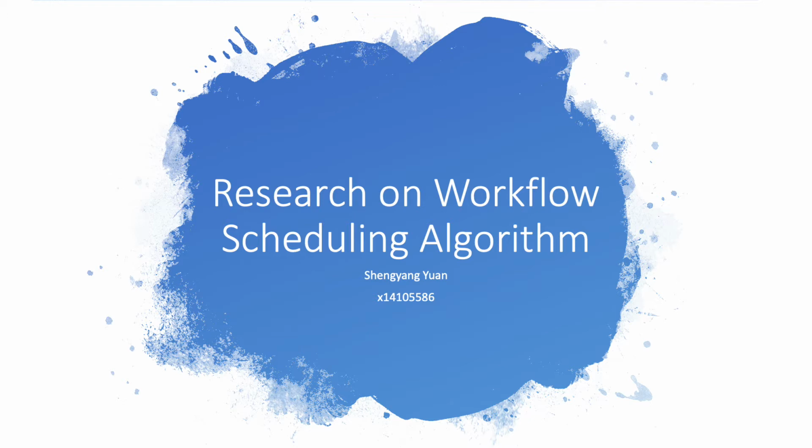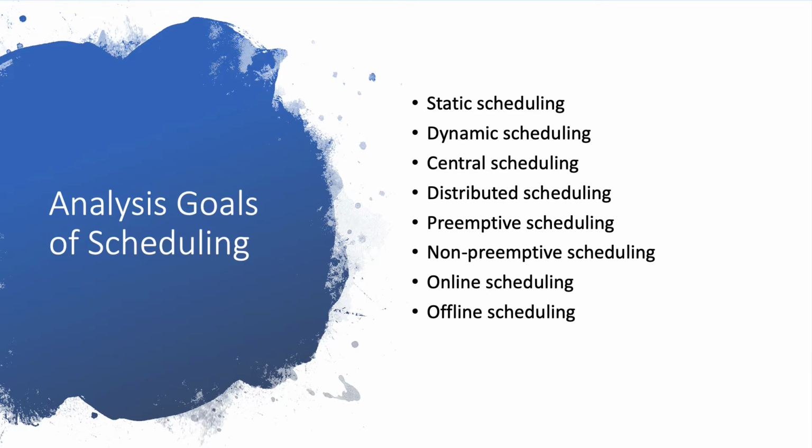I studied the above shortcomings of workflow scheduling algorithms under cloud computing. First, I analyzed the goals of the scheduling. The existing scheduling algorithms can be divided into the following categories: static scheduling, dynamic scheduling, central scheduling, distributed scheduling, preemptive scheduling, non-preemptive scheduling, online scheduling, and offline scheduling.